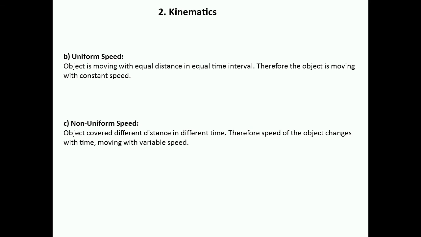You see that the first 1 meter the body covered in 10 seconds, then the body covered a distance of 2 meters in 10 seconds, and the next 1 meter the body traveled in 5 seconds. So every time the distance changes, the times are also different. We can say that for a different distance the time is also different. That is called non-uniform speed or variable speed.